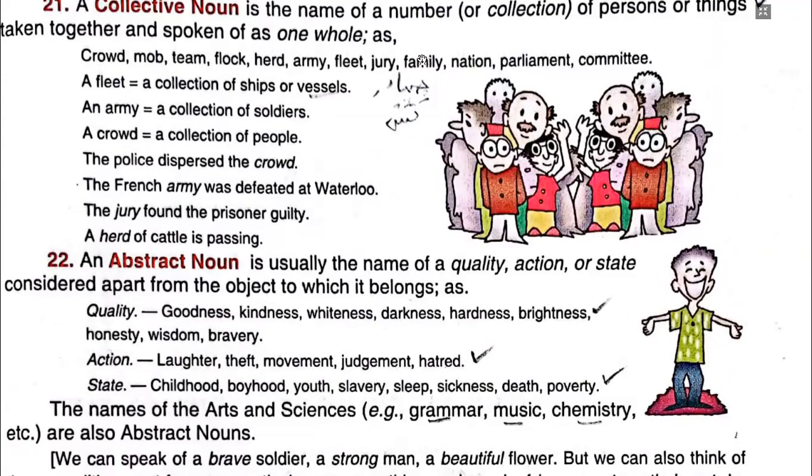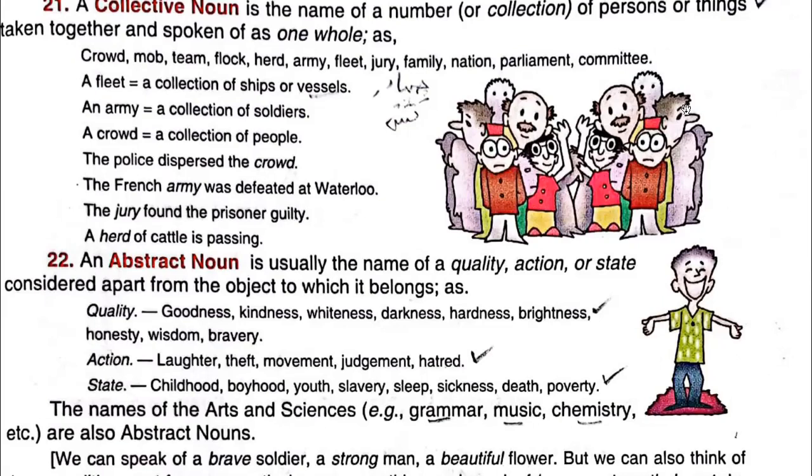So a herd of sheep or animals or goats, an army of good people, a fleet. This is also a collective noun. Fleet, an example we can say, anyone who can please. Yes, ma'am, it has been explained. You can see a fleet as a collection of ships or vessels. Okay, yes, I forgot it.